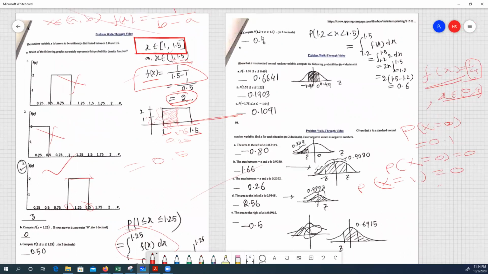Now you have to find the area between 1.2 and 1.5. Similarly, I'm sorry, if you look here, it is 1 to 1.5. So you have to find the area between, okay, let me erase this one first. Yeah, that will be better.